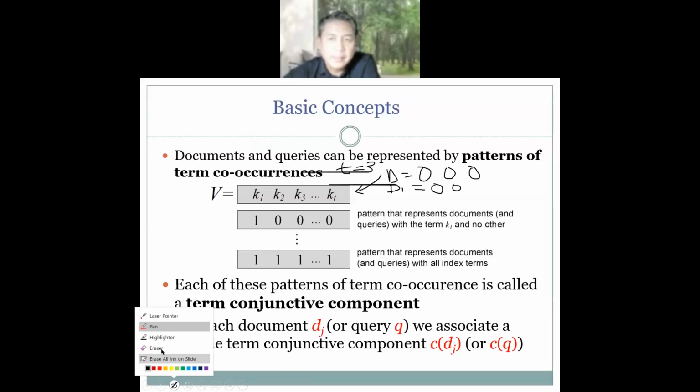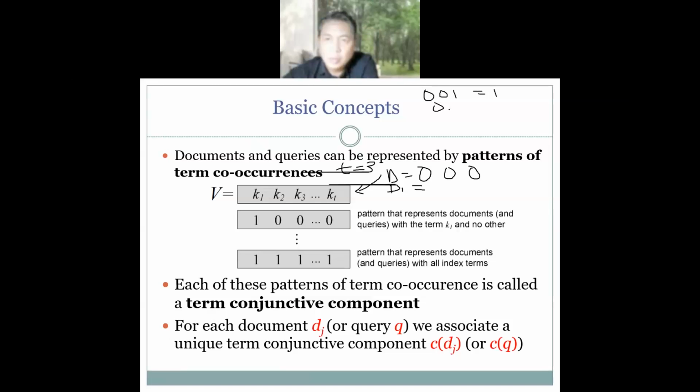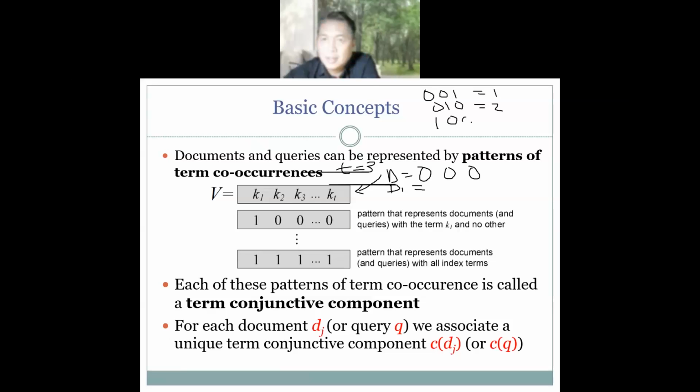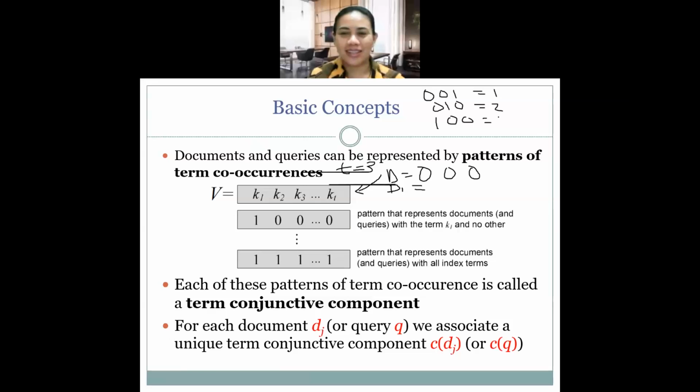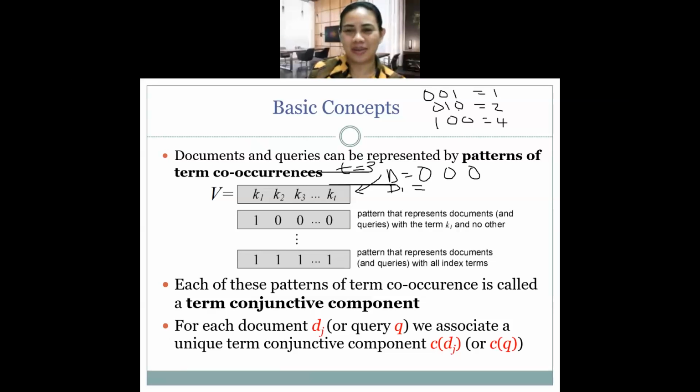Let's start from the left-hand side. You all still remember binary? 001, this is 1, right? 010, this is 2. And then this is what? 3. No, not 001, 0012, 4. So you list all the possible patterns that you have.